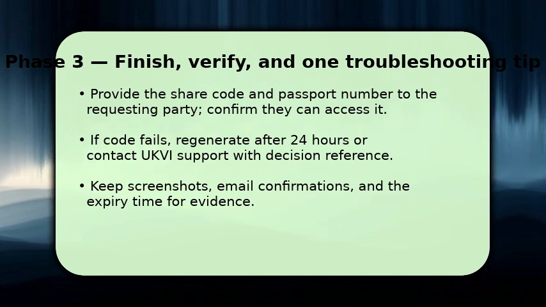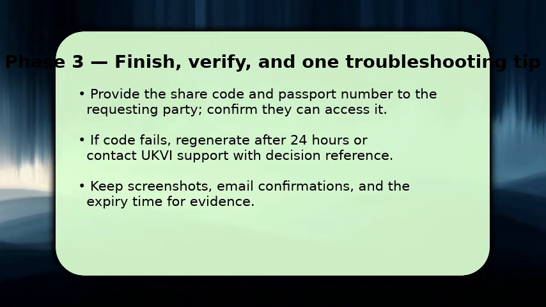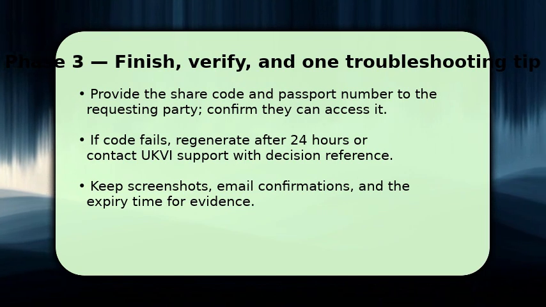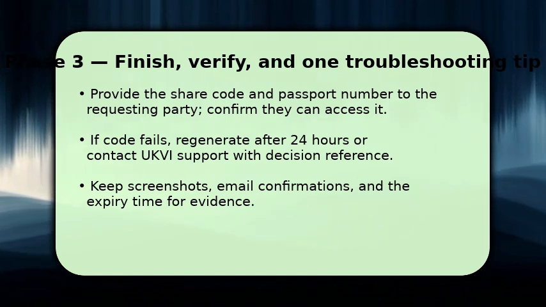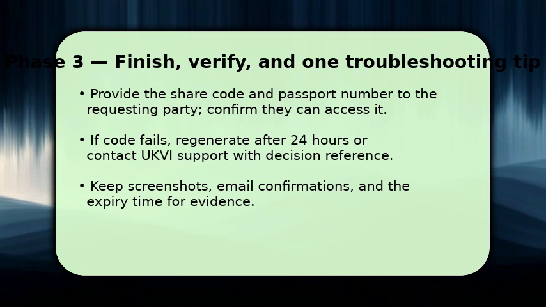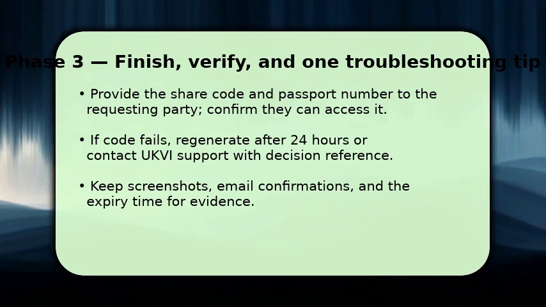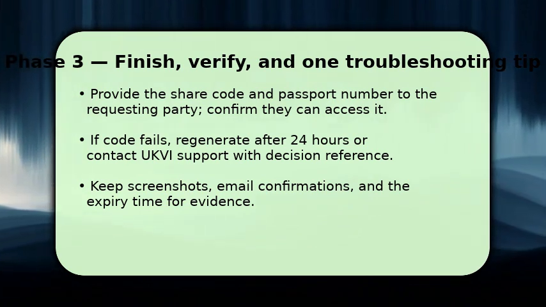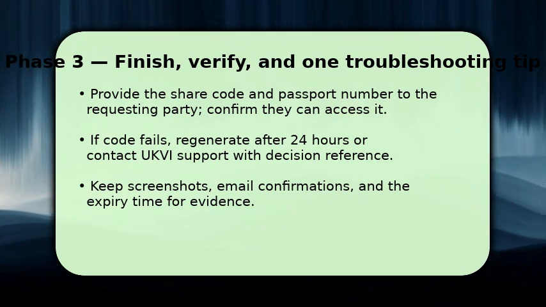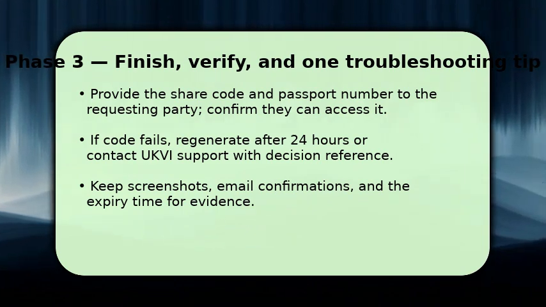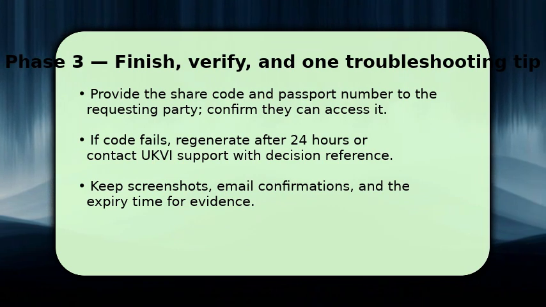If the code doesn't work, try again. Sometimes regenerate after a short wait, or contact UKVI support and give them your decision reference and screenshots. Make sure you keep screenshots of the code, the confirmation page, and the expiry time. These prove you followed the process, and they help UKVI or the recipient resolve any access issues quickly.